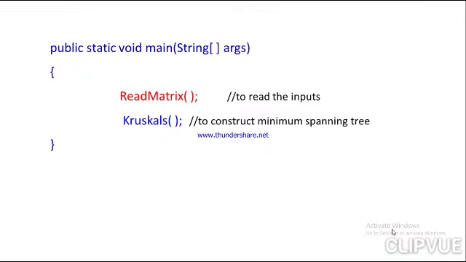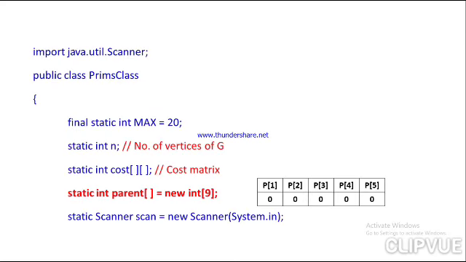Okay, so come to this initial declarations. What we are doing here is we are considering the max. So max here is nothing but the size of your matrix, n represents the number of vertices, and cost represents the cost matrix. Here you are not considering the adjacency matrix, you are considering the cost matrix, and this is a single dimensional array you are considering, that is the parent. So this particular array is used for finding the root, that is the find function.